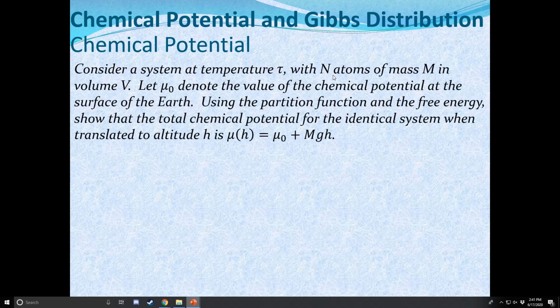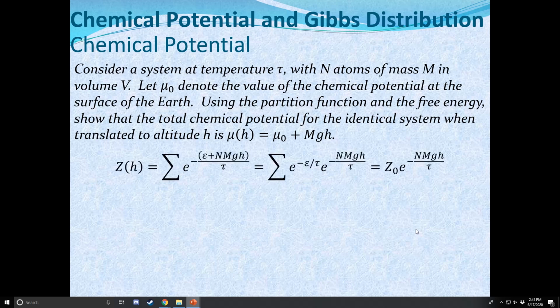All right, here's the next question. Pause the video, work on it yourself, and we'll go over it in a second. All right, so here what they want us to do is start with the partition function, go through that process to get the free energy, and then come up with this equation, essentially.